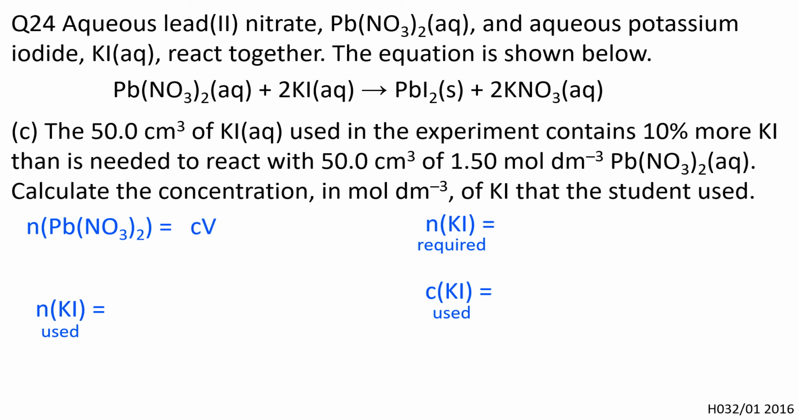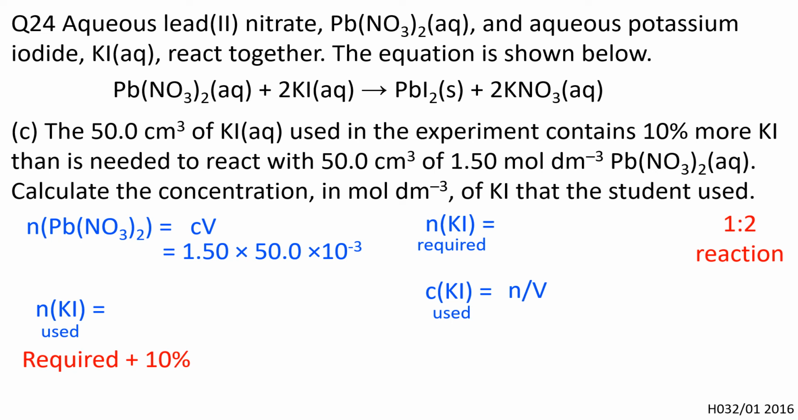So the amount of lead nitrate is equal to concentration times volume. It's a 1 to 2 reaction, so the amount of potassium iodide that is required is going to be linked to the fact that it's a 1 to 2 reaction. The amount of KI that is used is 10% plus more than what is required. So work out what 10% is of the required and then add that to the required. And then the concentration is going to be number of moles divided by volume.